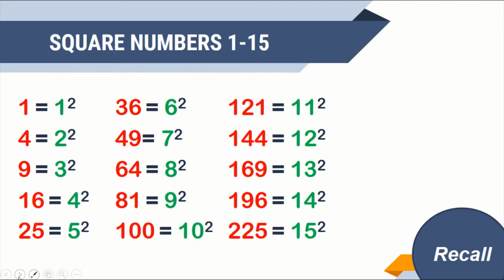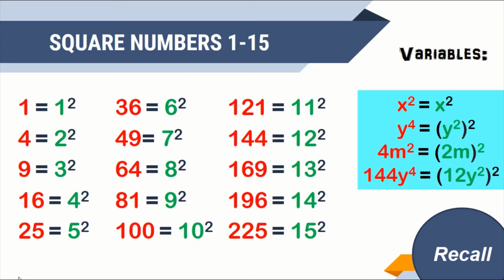In variables, we have x squared, which is the square of x. We have y raised to 4, that is the square of y squared. 4m squared, that is the square of 2m. And 144y raised to 4 is the square of 12y squared.